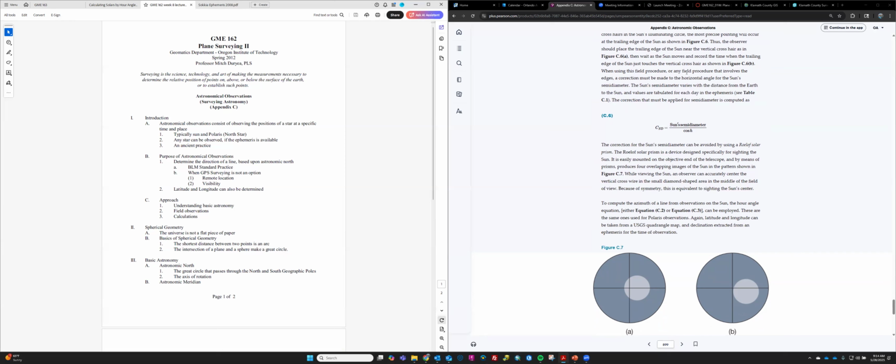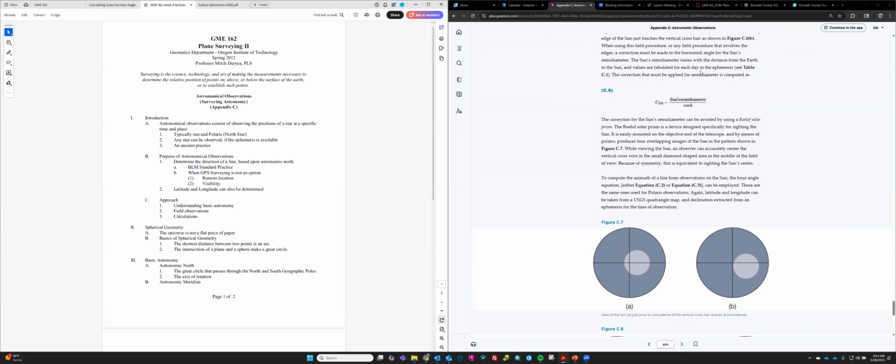When using this field procedure, or any field procedure that involves edges, a correction must be made to the sun's angle for the sun's semi-diameter. The sun's semi-diameter varies with the distance from the Earth to the sun. The values are tabulated for each day in the ephemeris. The correction must be applied for the semi-diameter as computed. You have C, the semi-diameter correction, equals the sun's semi-diameter over the cosine of little h.